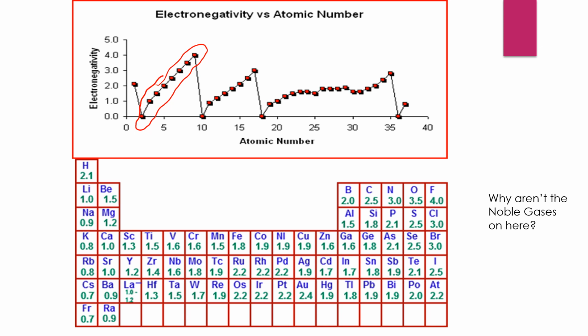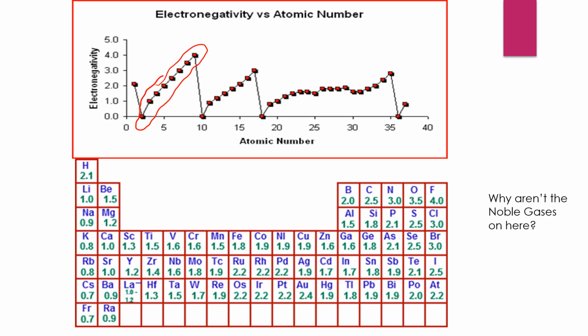It's the two S's and the two P's. And as you go across, it's 2S, 2S2, 2P1, 2P2, and all the way to fluorine. And then there's a drop to 0. At what element? Neon. And electronegativity is the pull on electrons in a shared bond.